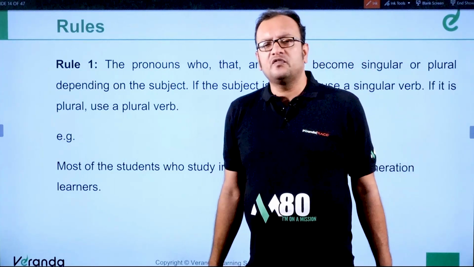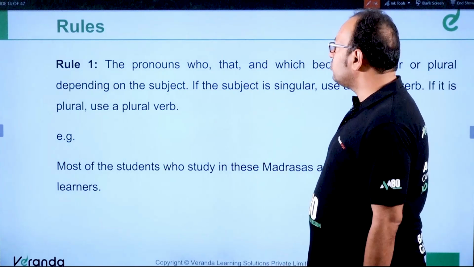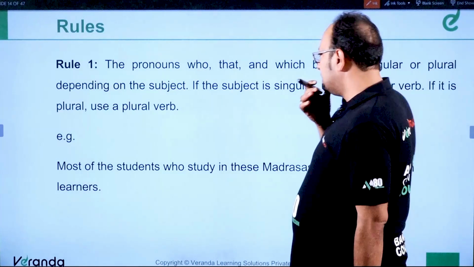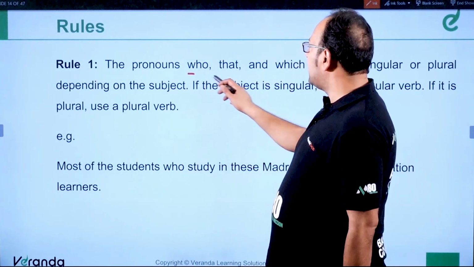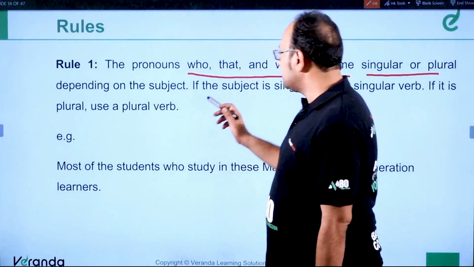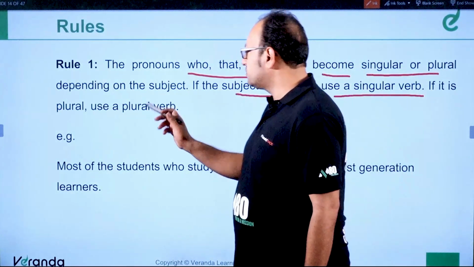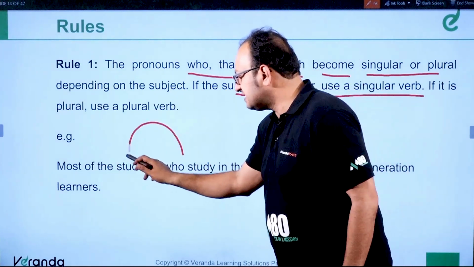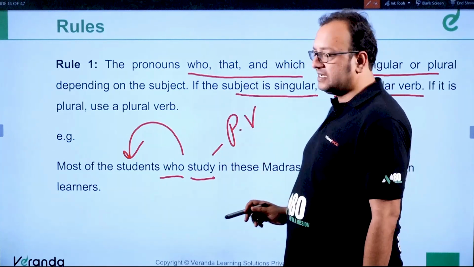let us discuss the rules of pronouns which we have understood till now. Rule number one: the pronouns who, that and which become singular or plural depending on the subject. If the subject is singular, use a singular verb. If it is plural, use a plural verb. Most of the students who study. The antecedent is the students, and study is a plural verb. That's what it was trying to explain.